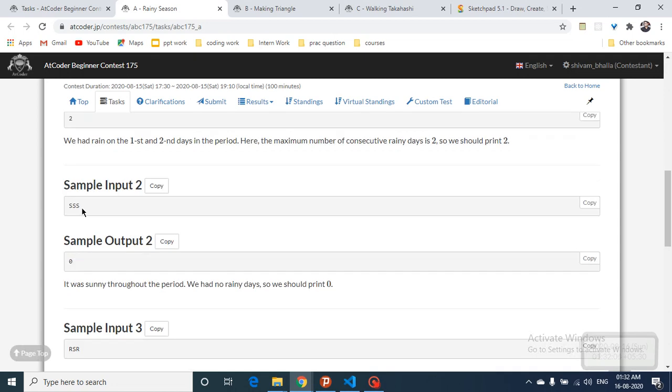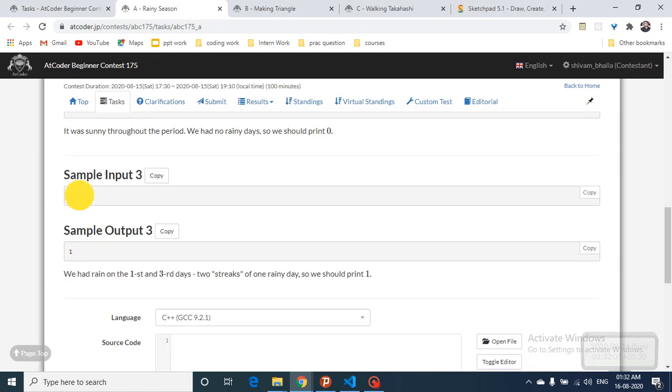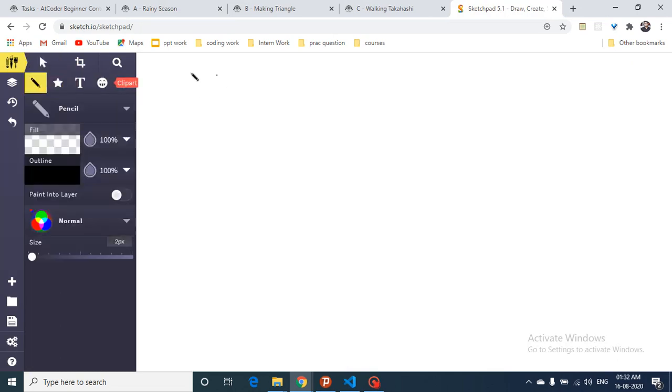Or in this there is no rainy. In this there is a maximum of 1 rainy. So this is a simple question of finding out the maximum number of R's which are together. Okay, so let's assume that you have this string which is R, R, S. Okay, you have to find out the consecutive R's.